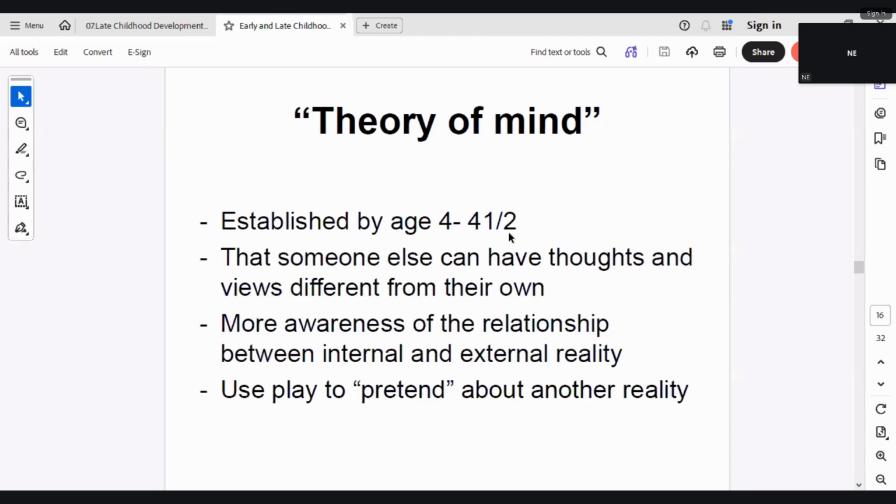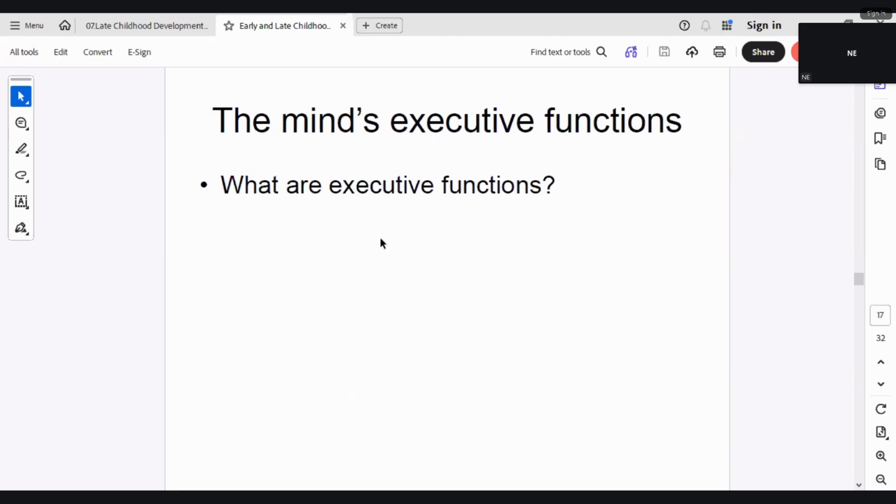And then they use pretend play. And usually when they are pretending, they know it's pretend, like that video of that girl and her sister. The concept of pretend play is something that they are very well aware is pretend. It's not real. So by 4.5, that theory of mind is well established.